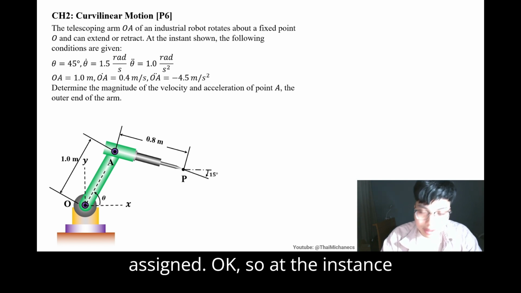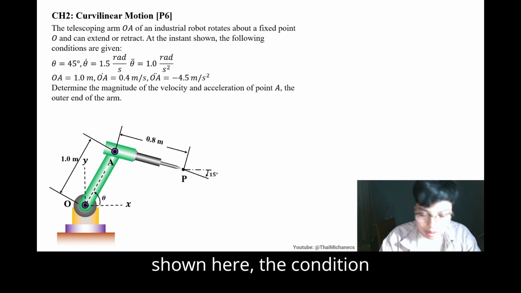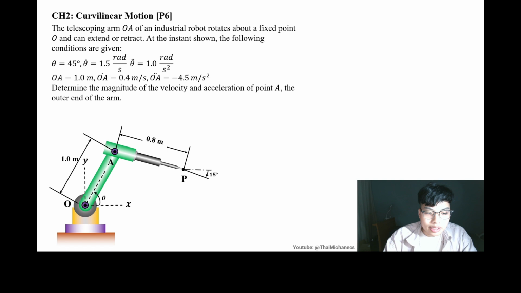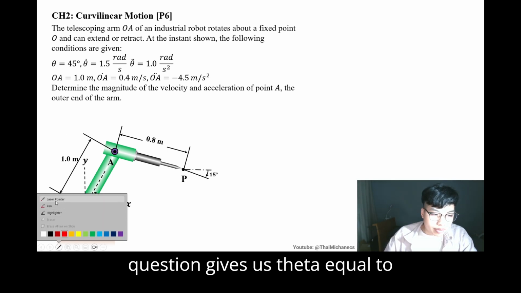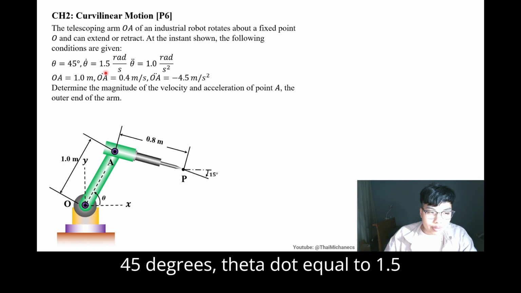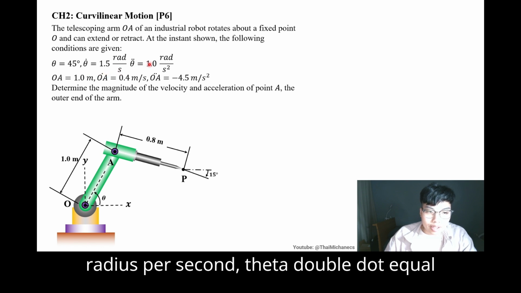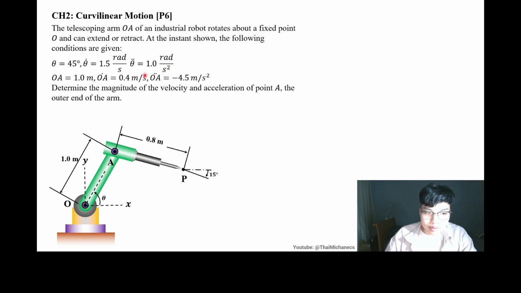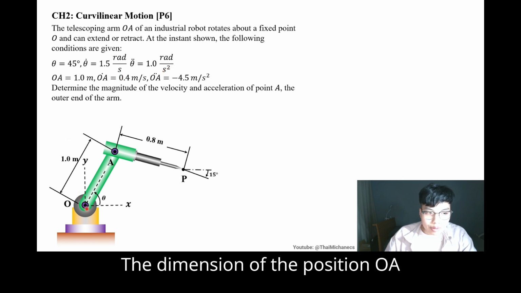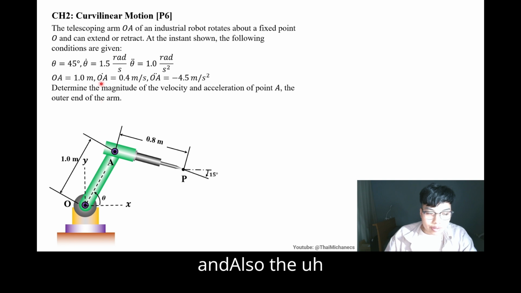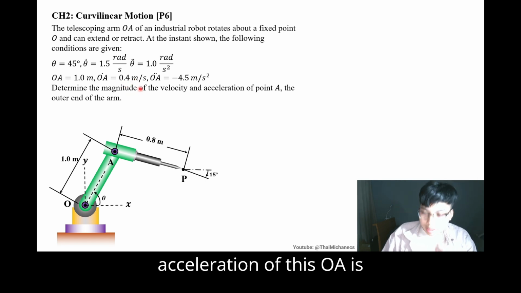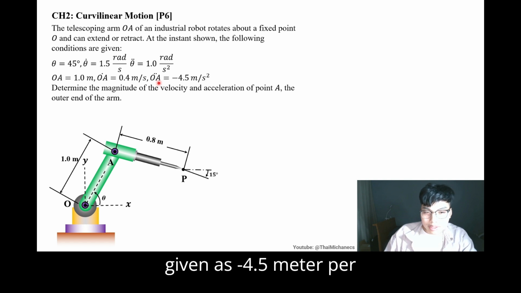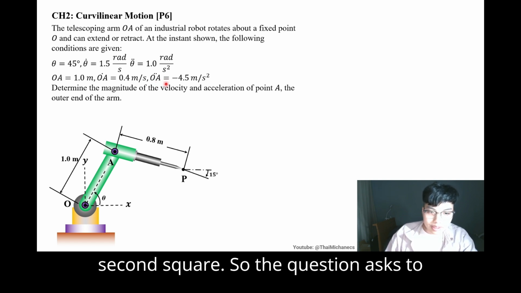At the instance shown here, the condition is given as follows. The question gives us theta equal to 45 degrees, theta dot equal to 1.5 radians per second, theta double dot equal to 1 radian per second squared. The dimension of the position OA and also the increasing rate of the arm, OA dot, equal to 0.4 meters per second, and the acceleration of this OA is also given as minus 4.5 meters per second squared.